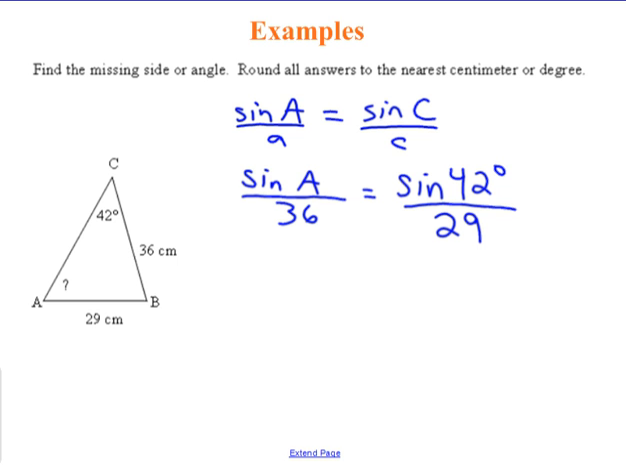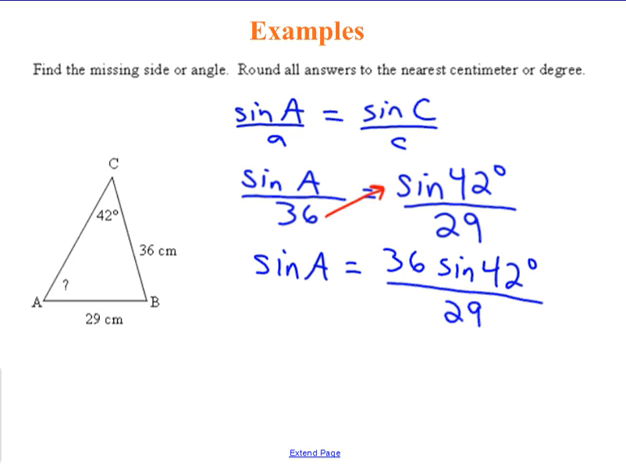Again, we solve a proportion by cross multiplying, but there's no need to do the whole cross multiplication because we're trying to find angle A. We just want to get sine A by itself. So we're only going to cross multiply the 36 times the sine of 42. That'll get rid of the 36 in the denominator and leave me with sine A equals 36 sine of 42 over 29.